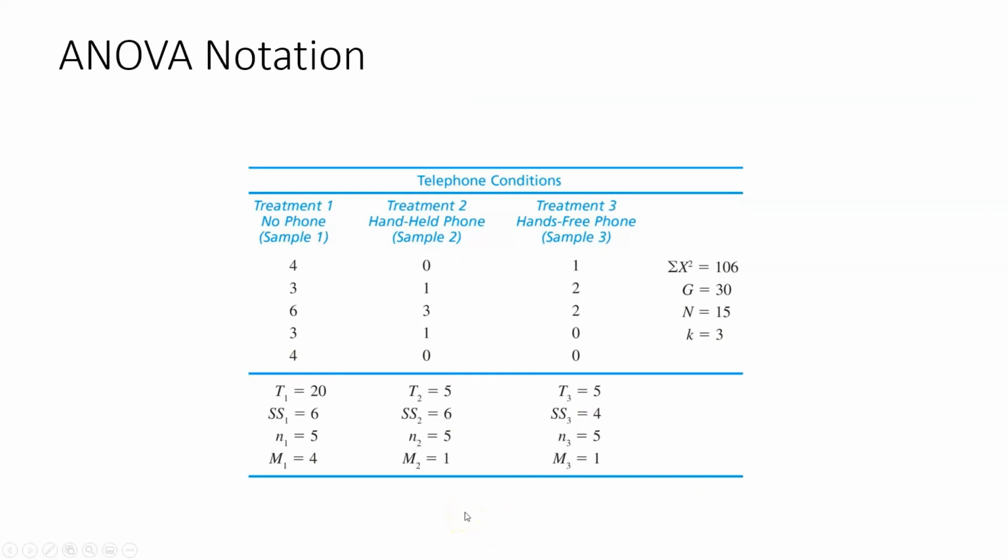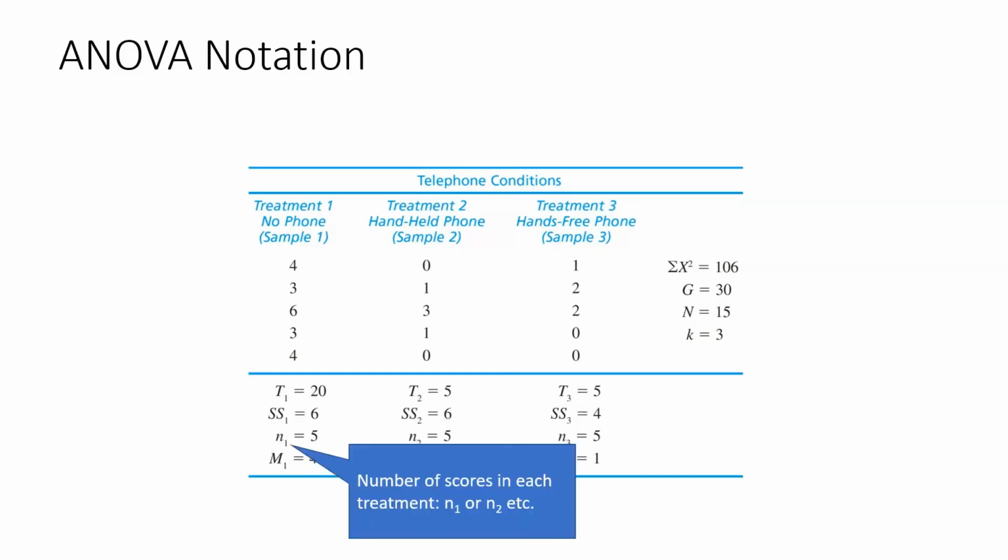Before we move on, we need to talk about some ANOVA notation. Here in this table, we have the same scores that I showed you before. These are the no phone group, the handheld phone group, and the hands-free phone group. But we have here a bunch of letters underneath and a bunch of computed values and some off to the side here. Because ANOVA involves a lot of calculations, I'm going to explain to you what these letters represent.